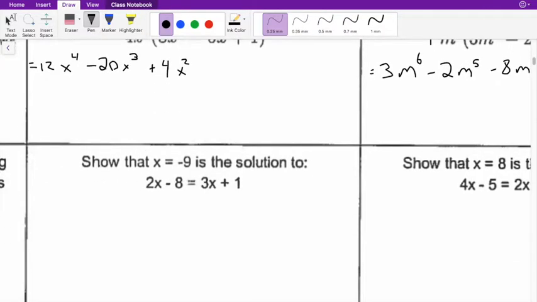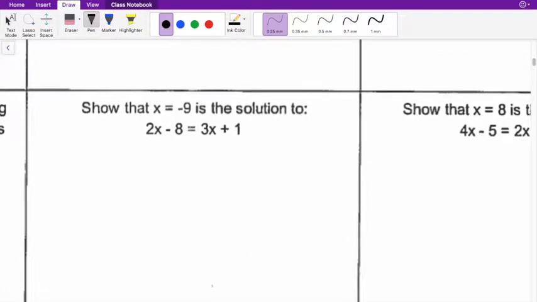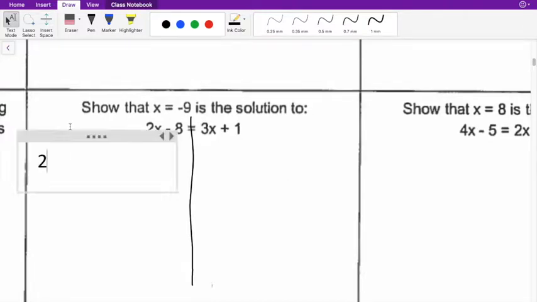All right. So we need to show that x is equal to negative 9. So we're going to go left side versus right side here. I'm going to draw a line straight down the middle, and we're going to figure out what the left side versus right side is. So I'm going to go 2, and where the x is, let's just do this up first, minus 8. Where the x is, that's where I'm going to put the negative 9.